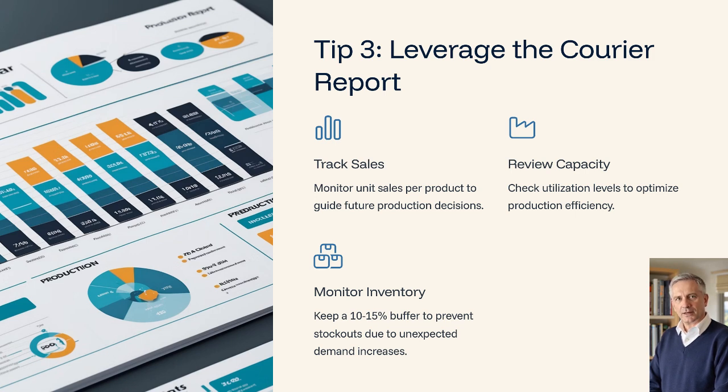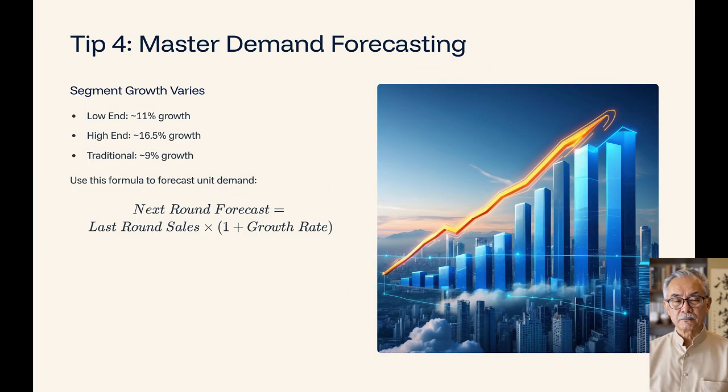Always keep a buffer of 10 to 15% extra units in production to prevent stockouts due to unexpected increases in demand. Tip 4. Forecast demand accurately. Using segment growth to win, you must master sales forecasting.